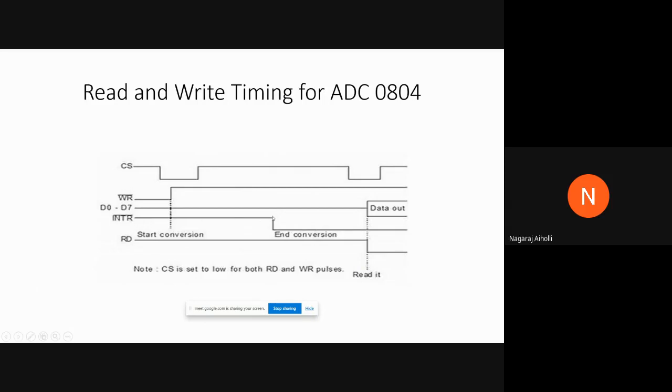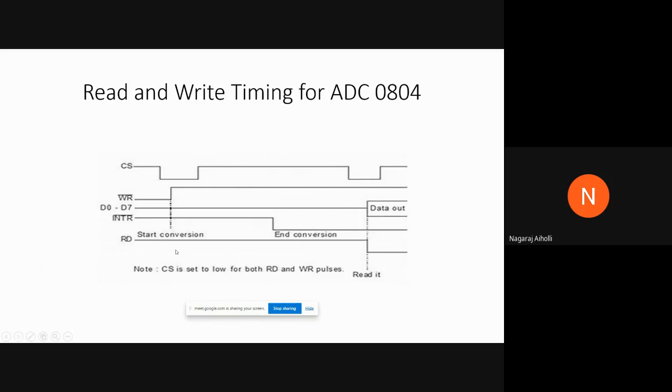So the end of conversion will go low once the conversion is completed. Once the analog input signal is completely converted into digital output, then the end of conversion or the INTR bar pin will go from high to low. It is an active low pin. Once it goes low, it means that the conversion is completed and the data is available in order to be picked up by the CPU.